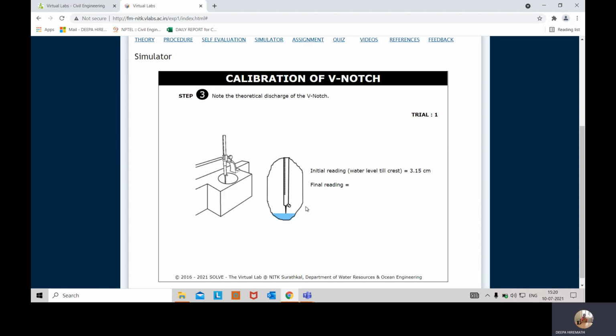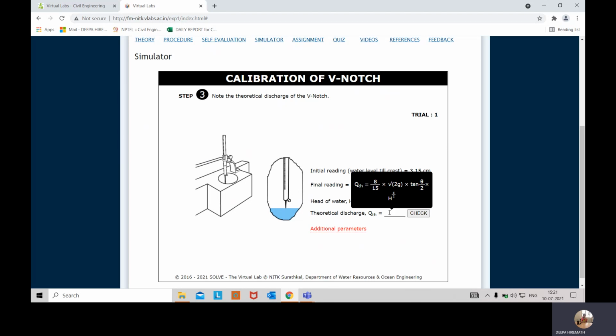So now the water is flowing inside and it has flowed up to crest level, that is the initial reading, which we take as 3.15 centimeter. And if I increase the discharge, the water starts flowing again with a different velocity inside the channel section, and here I'm going to take the final reading as 10.04. So if I take the final reading minus the initial reading, I'll get the head of water as 6.89.